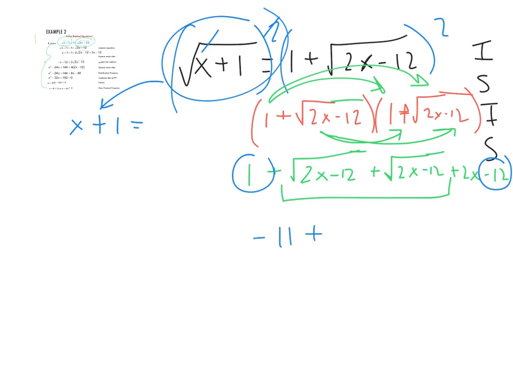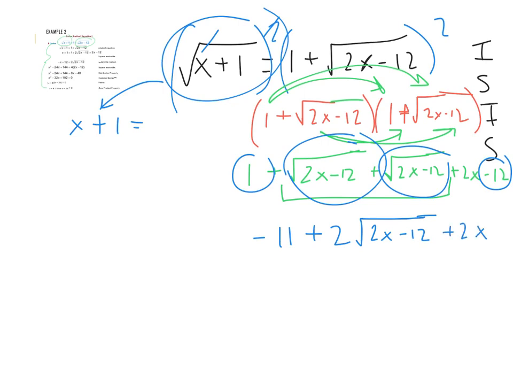And then we have plus 2 times the square root of 2x minus 12. And how I'm getting that 2 is because I have one of them here and one of them here, and the square root of 2x minus 12 plus another square root of 2x minus 12 is 2 times the square root of 2x minus 12. And then we have this plus 2x on the end. Meanwhile, this is all still equal to x plus 1.